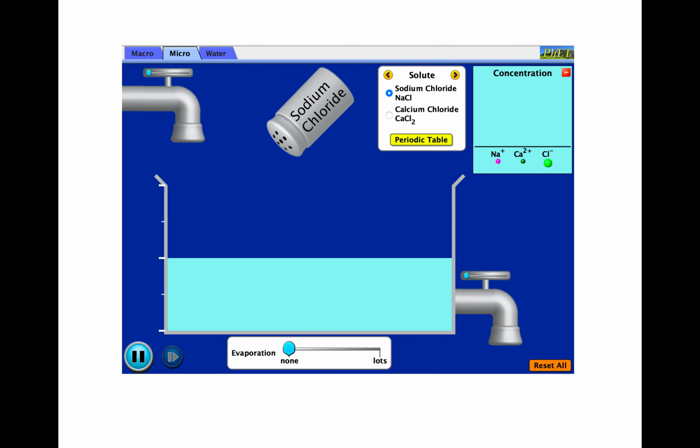So we've already explored a little bit with this PhET sim, what happens when various electrolytes dissolve in water. We saw that within the sim we had a faucet at the top, faucet at the bottom. We could measure the water level. We could promote evaporation, add a solute, and record data about concentration. So within this particular video, we're going to be very interested in that concentration portion.